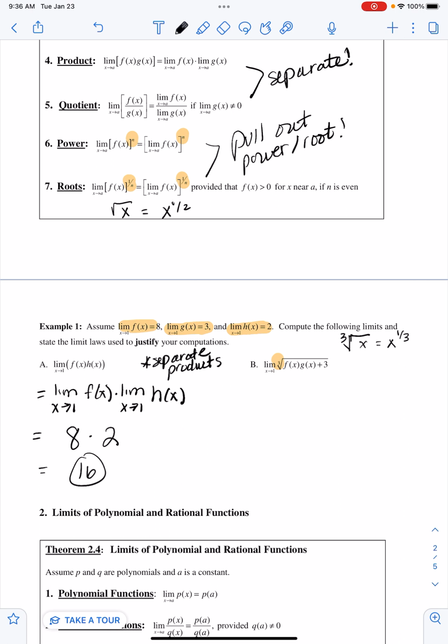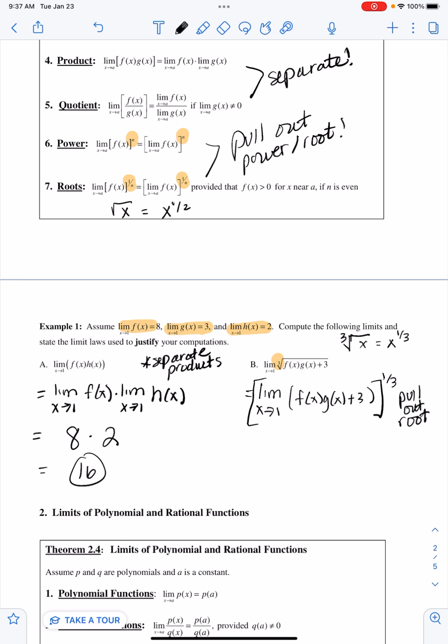Okay, so we're going to have the limit as x approaches 1. Okay, so we're going to have f of x, g of x plus 3. Okay, and then we want that whole thing to the cube root or to the 1/3 power. So I'm going to write it like that. Okay, if you put a cube root over the whole thing, that's okay as well. So we are going to pull out the root.